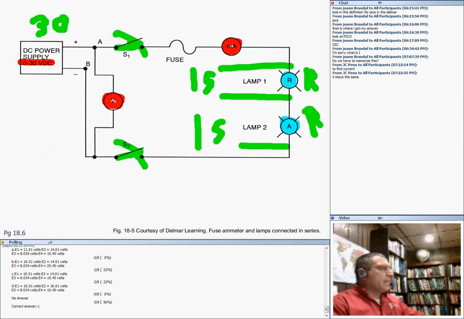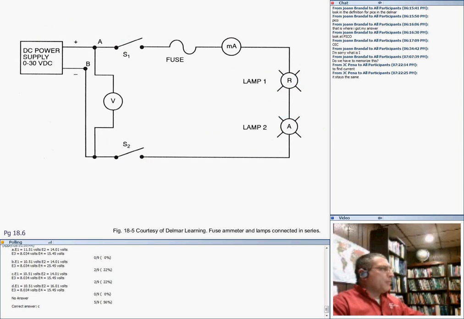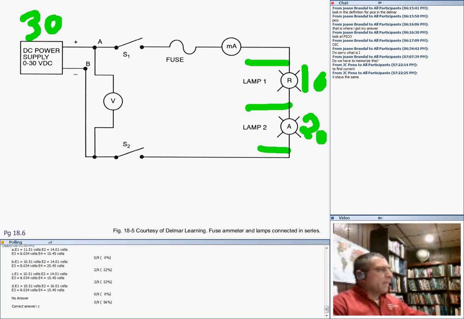Let me give another scenario. If I put 30 volts here, and this is a 10 ohm and this is a 20 ohm resistor, which one of them will have more voltage? The 20 ohm or the 10 ohm? Can you chat with me which resistor will have more voltage? Yes, the 20. Why the 20? Because it is bigger. So you have to keep these in mind.